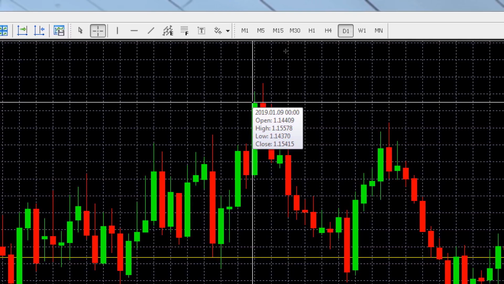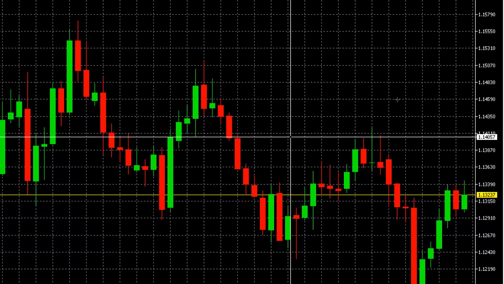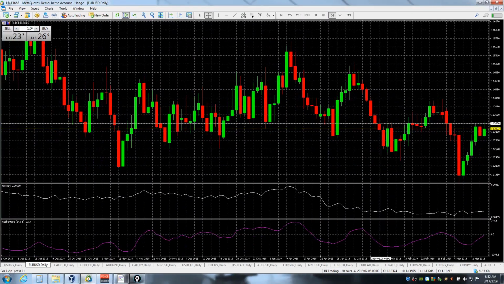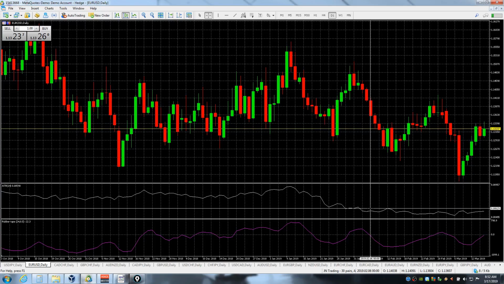Okay, so let's go back to our candlestick that we're actually going to look at here, that we're going to measure. So one more time, we're going to look at the ATR.